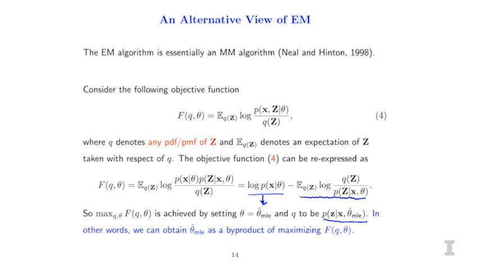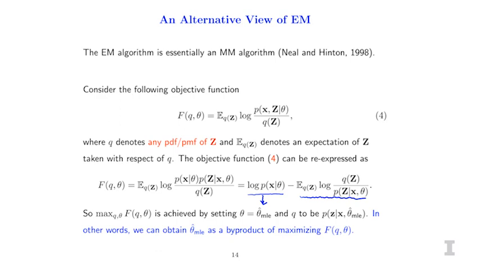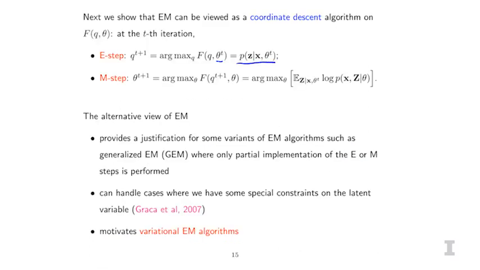Now, how do we maximize the f function? You're going to find out the EM algorithm is essentially a coordinate descent algorithm on f. Meaning at the t-th iteration, given the current value of theta, let's find the optimal Q. Well, as we discussed before, Q only appears here, so we want to set the KL divergence to be 0. So the optimal Q will be just p of z given x, with theta being whatever value you have right now. So this is the optimal Q.